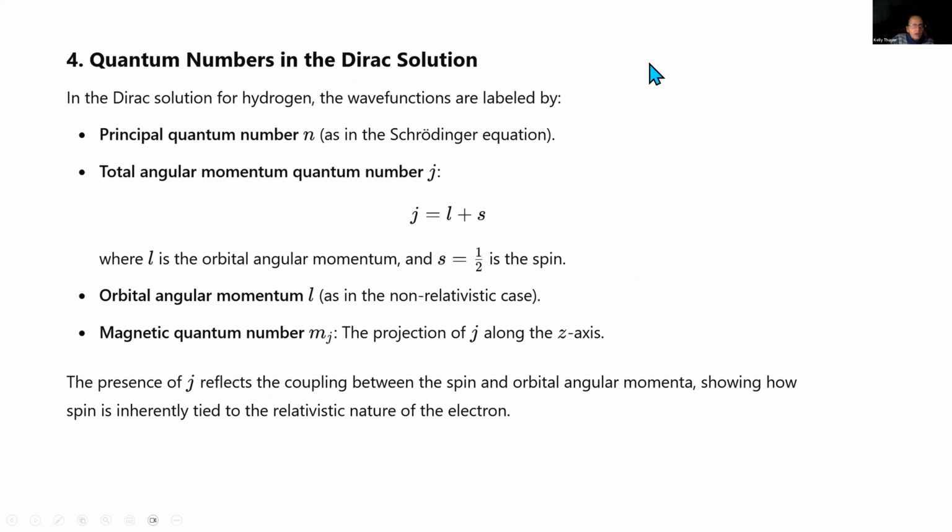So the quantum numbers in the Dirac solution for hydrogen, the wave functions are going to be labeled by the principal quantum number n, which is from the Schrödinger solution, and the total angular momentum J, where J is equal to L plus S, where L is the orbital angular momentum and S equals 1/2 is the spin. The magnetic quantum number mj is going to be the projection of J along the z-axis. So the presence of J reflects the coupling between the spin and the orbital angular momentum, showing how the spin is inherently tied to the relativistic nature of the electron.